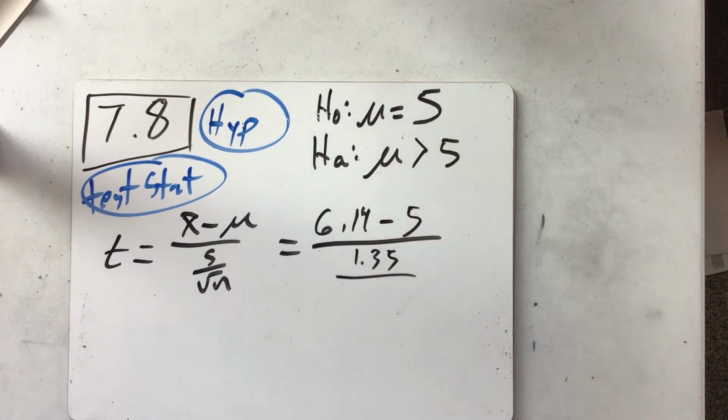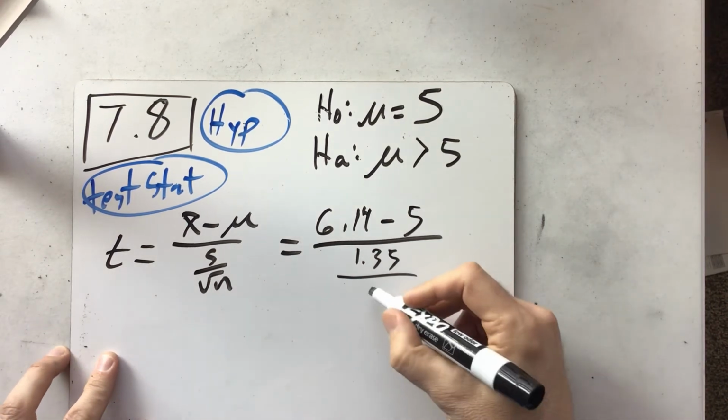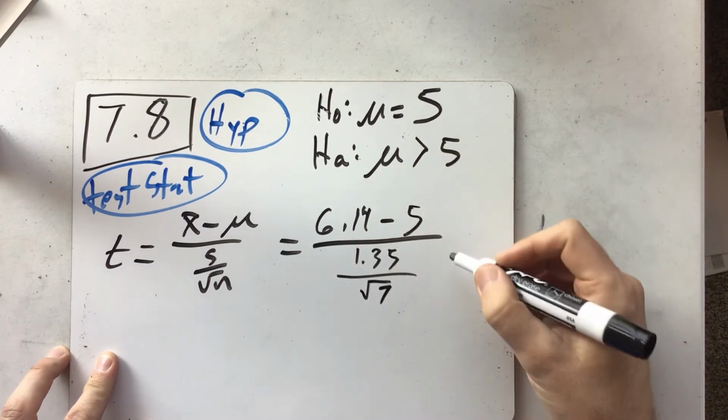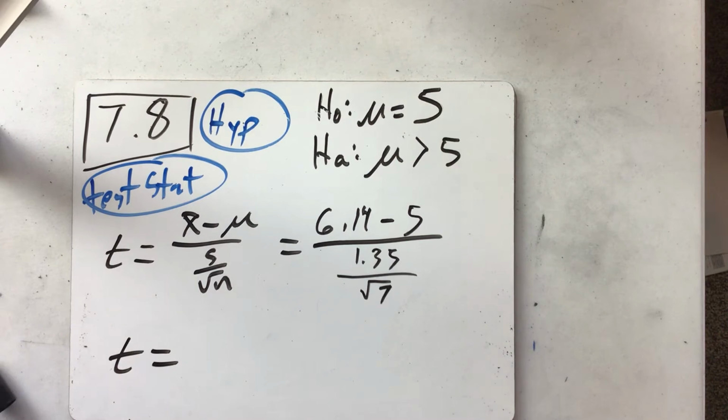And n is how many tests. Notice we had 7 days, so think of each day as a test. And it was 7 days. So notice this is the square root of 7. So let's plug all those in and see what we get for T.